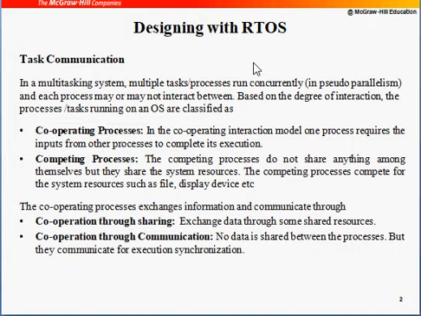Multiple tasks might run in parallel, and sometimes there might be an occasion wherein they may interact, or sometimes they may not interact. When we say they interact, in the sense one process might depend on some other process. So based on this interaction, or the degree of interaction, the task communication could be categorized into cooperating process and competing process.